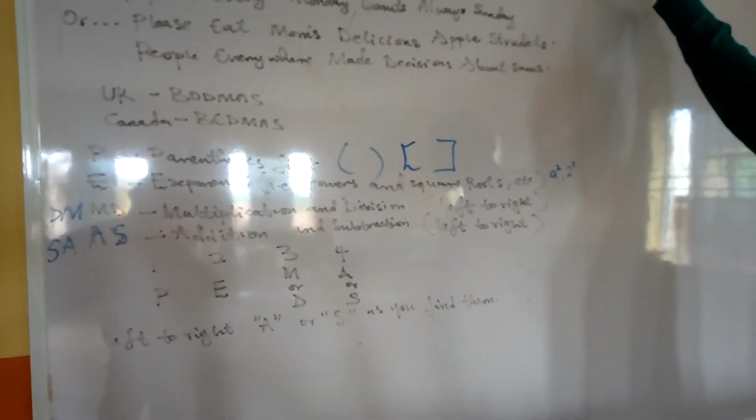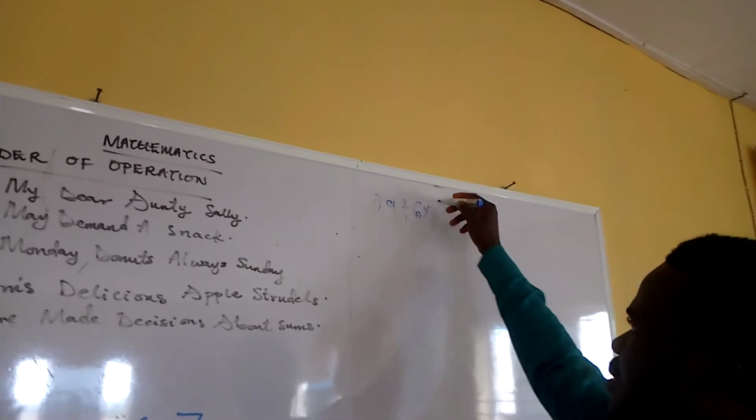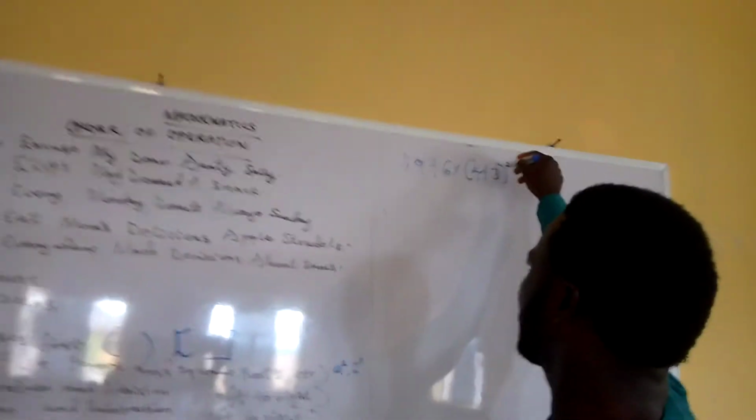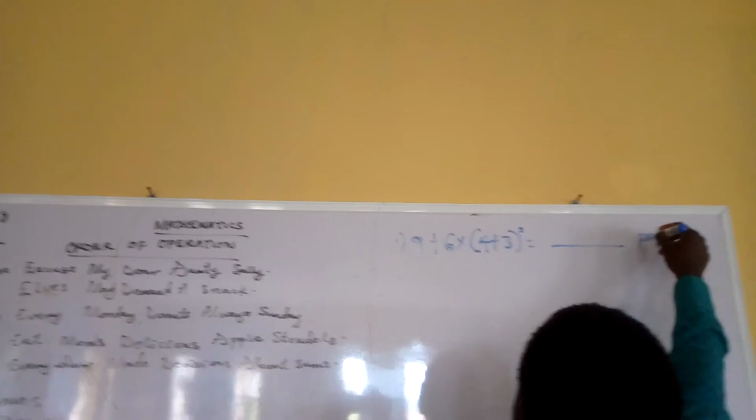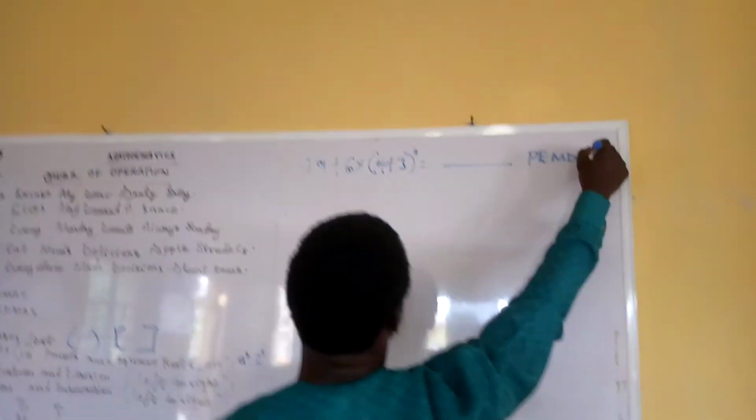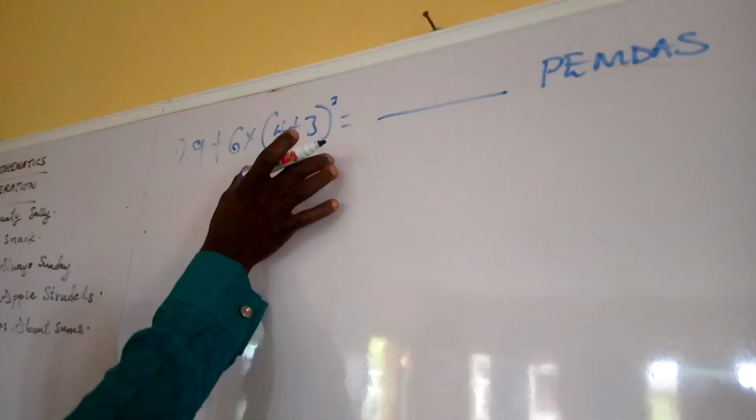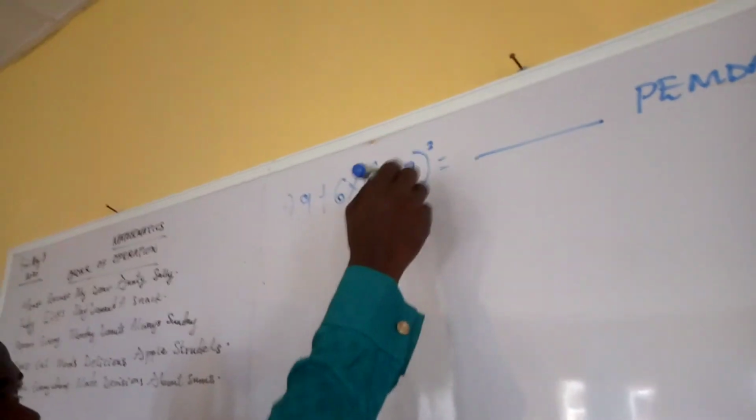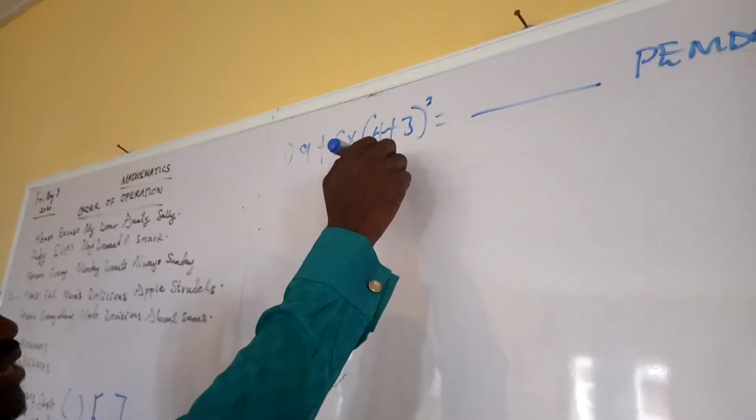Number 1, let's take this as an example. 9 plus 6 times parentheses 4 plus 3 raised to power 2. Now in this case, you write your PEMDAS again. When you write your PEMDAS, you have P. What is our P? Our P is parentheses. Do you have parentheses here? Yes. That's the numbers in the bracket. 4 plus 3, in our parentheses, we have 7.